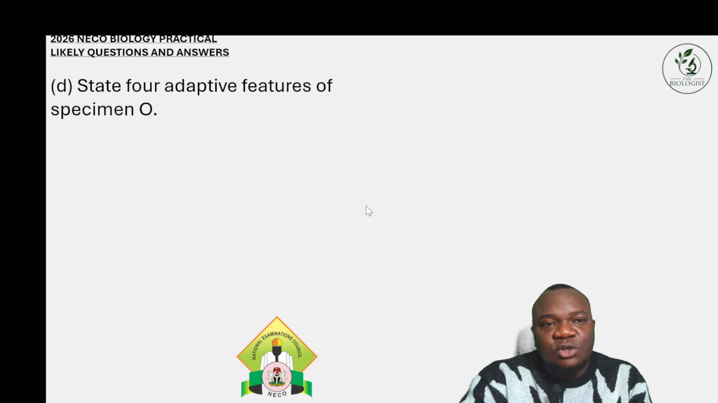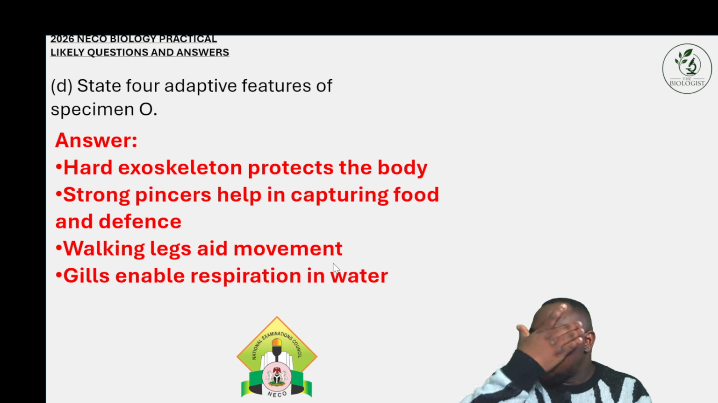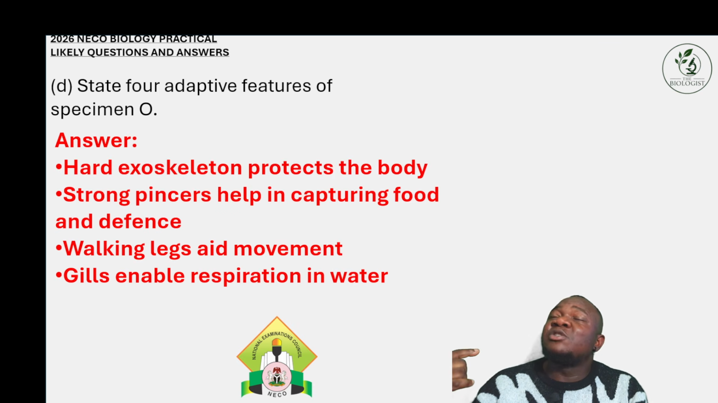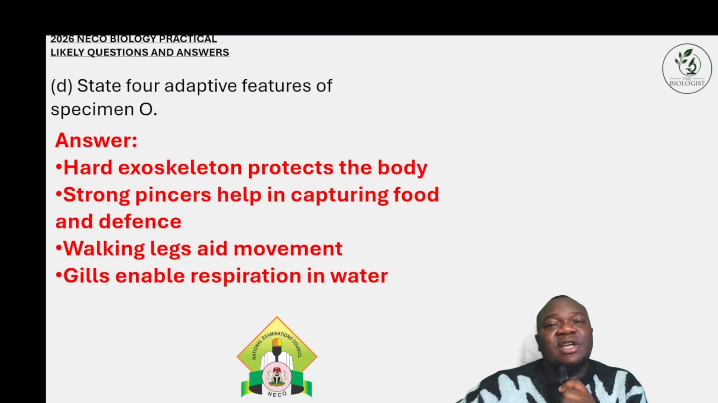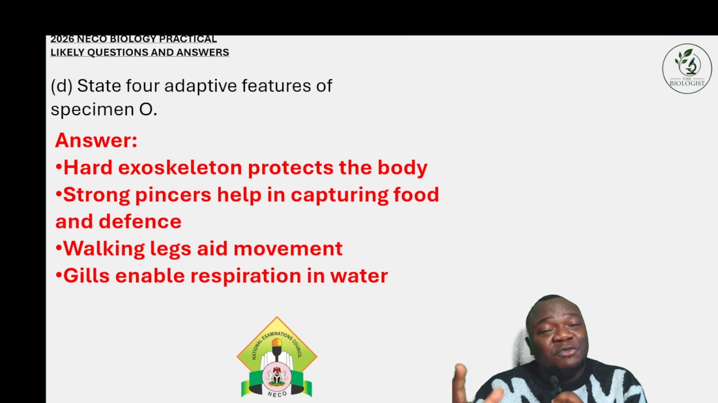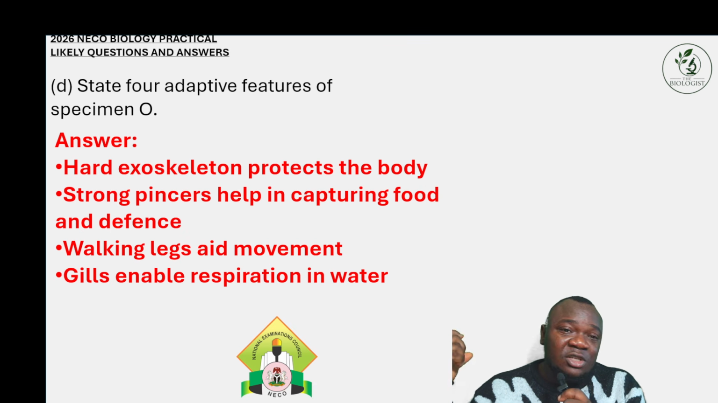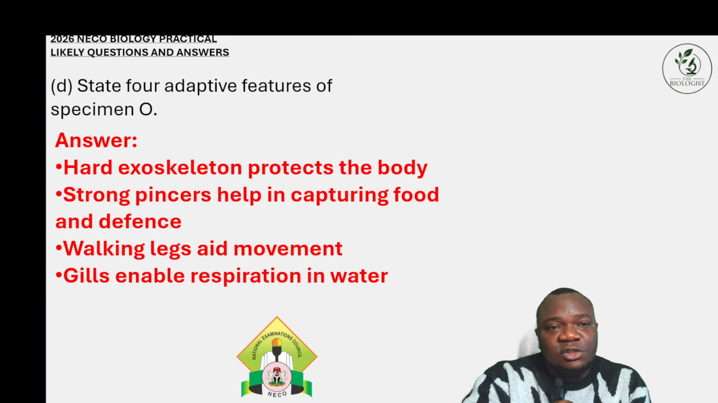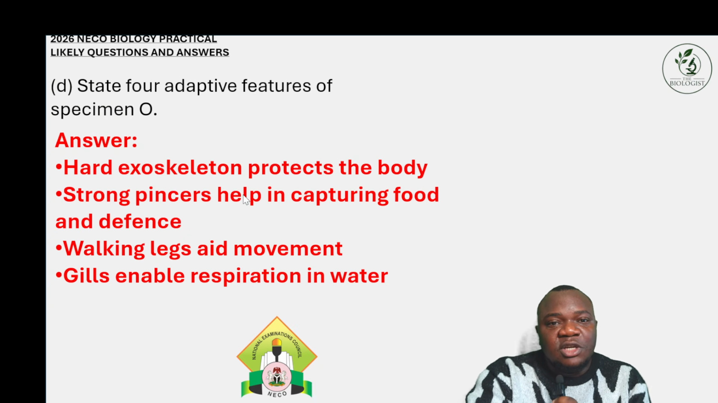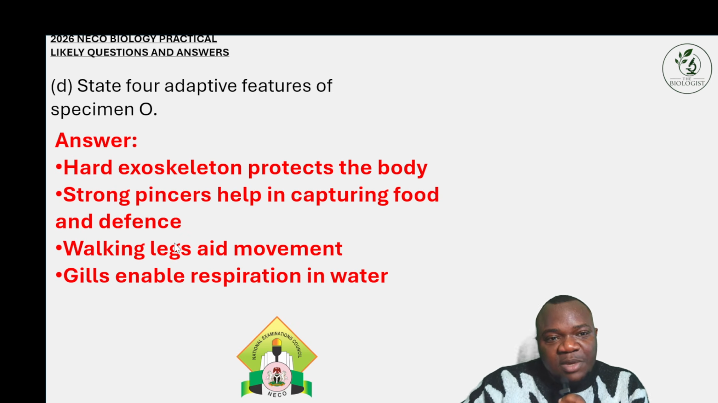So adaptive features for specimen O, and it's very important for other specimens, those specimens like your housefly and the rest of them. It's very important for you to learn their adaptive features. How did they adapt to the environment? So it's very important for you to get that information also. I didn't mention it there, but try to get that information. So hard exoskeleton protects the body. Strong spines help capture food and defense. They have the walking legs that aid movement, and the gills enable respiration in the water.